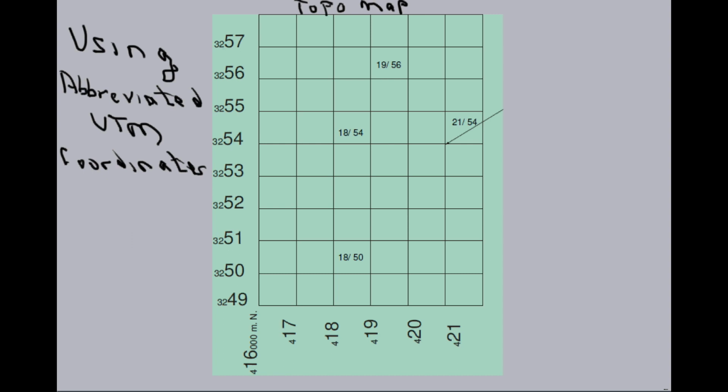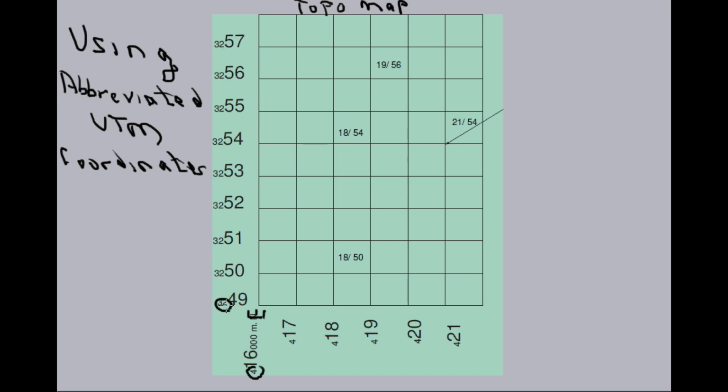Let's look now at how to use abbreviated forms of UTM coordinates. Here is a topo map that has the UTM grid on it, and if we come down here we can see the southwest corner of this map. The easting is 416,000 meters east, and the northing is 3,249,000 meters north.